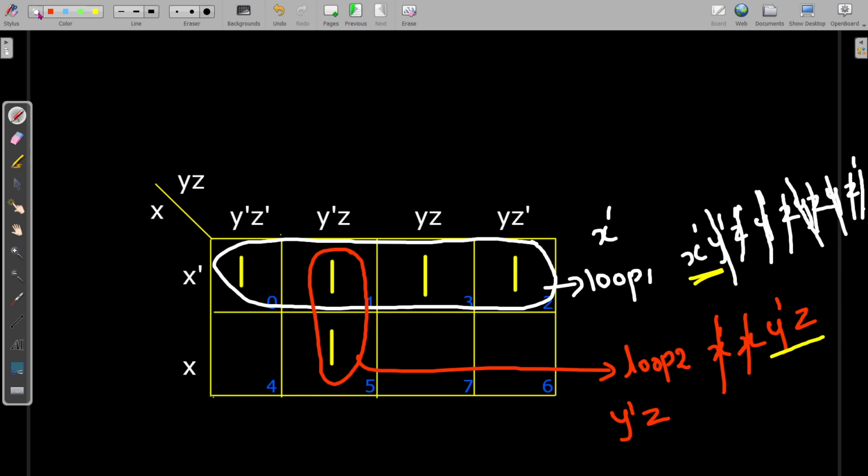Now we can combine the expressions as the simplified f. That is equal to, for loop 1, x dash, plus, for loop 2, y dash z dash. So this is the answer.